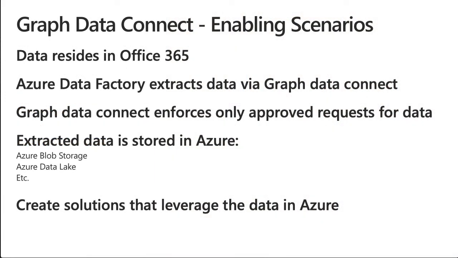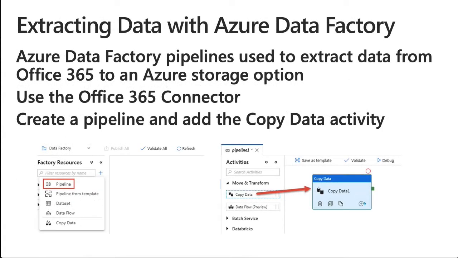So how does this work? Well, we've already talked about some of the scenarios that this is going to enable. All of our data lives in Office 365. We're going to use Azure Data Factory to extract the data using Graph Data Connect. And then Graph Data Connect is also going to make sure that it's only going to pull data out for requests that are approved for that data. All that data is then stored over in Azure, and then we can create, as a developer, solutions that leverage the data inside of Azure.